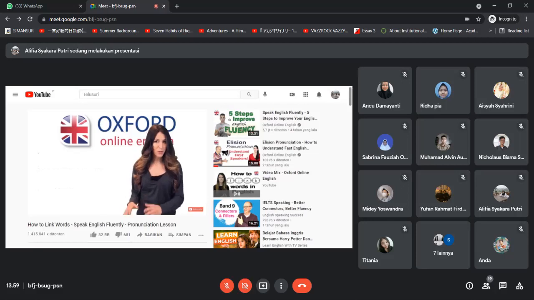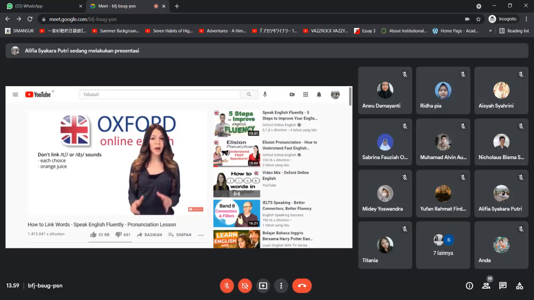Okay, to review, when one word ends with a consonant sound, and the next word starts with the same consonant sound, we link the sounds. But there are two exceptions to this rule. We don't link ch and j sounds. For example, each choice, orange juice. In these examples, you can't link the two consonant sounds. You have to pronounce two sounds.